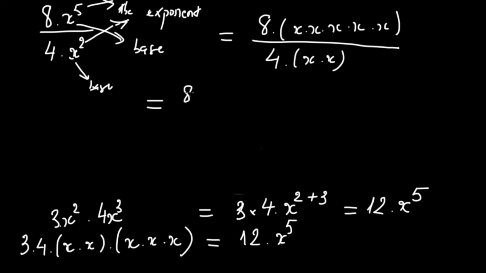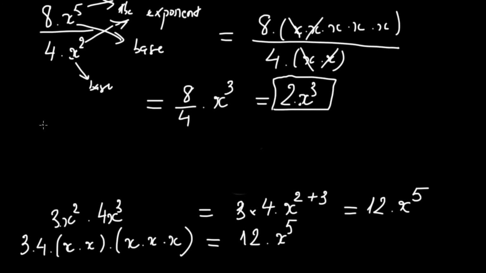Then we cancel x with the x right here and x with the x right here. We only have left 3 variables x multiplied together, which means x to the third. And we can simplify 8 over 4 is 2, times x to the third.